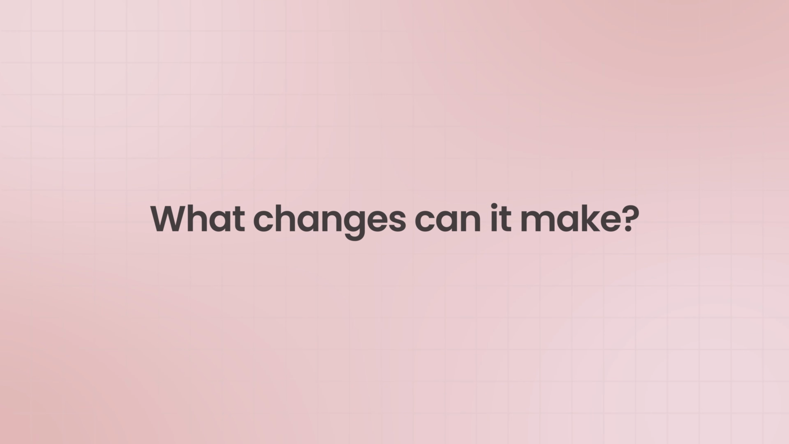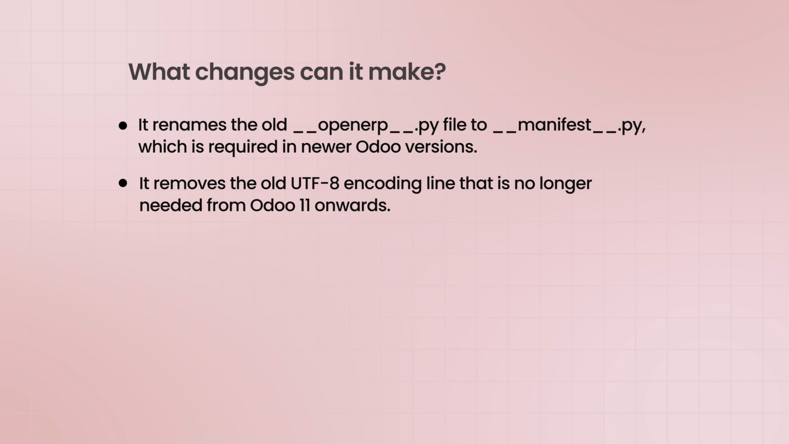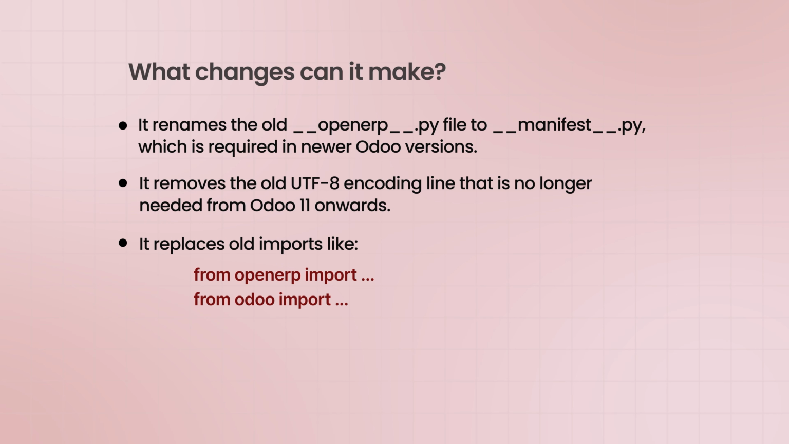What other changes can it make? Here are some common examples. First, it renames the old openerp file to the manifest file, which is required in newer Odoo versions. Second, it removes the old UTF-8 encoding line that is no longer needed from Odoo 11 onwards. Third, it replaces old imports like from openerp import with the newer syntax, from odoo import.